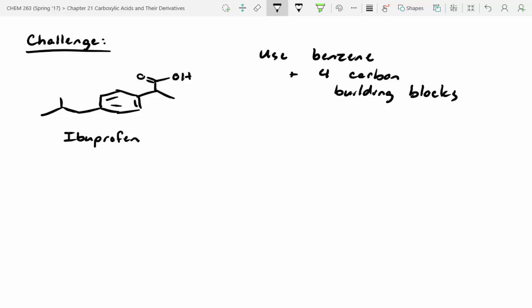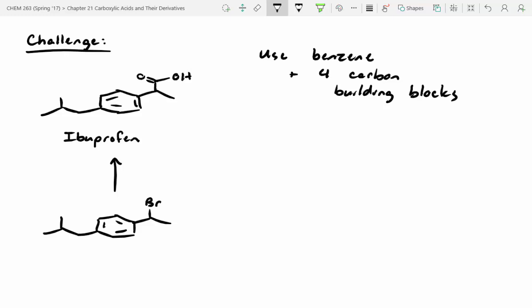All right, so when planning this synthesis, the first thing I would do is try to work backwards a little bit. One thing I would say is we know a pretty clever way of installing carboxylic acids right now. So for example, let's say I have this as an intermediate. How can I make a carboxylic acid out of this intermediate?